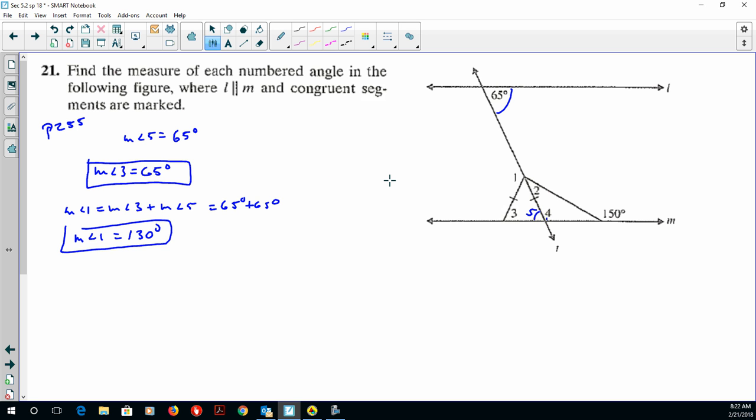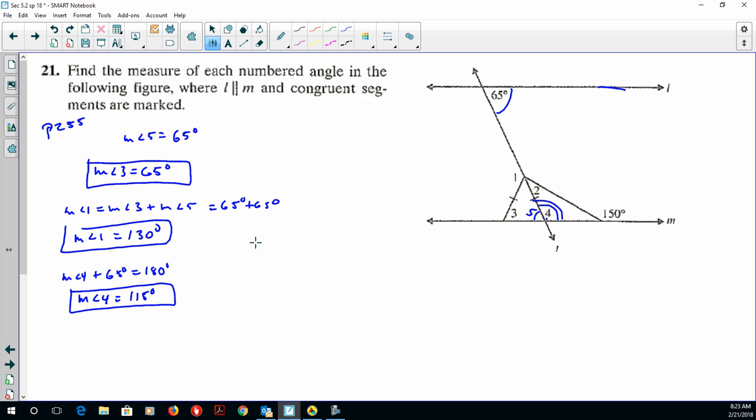What's the measure of angle 4? Okay. I have two parallel lines cut by a transversal. Angle 4 and the next 65 degree angle are interior angles on the same side of the transversal. So the measure of angle 4 plus this 65 degrees have to add up to 180 degrees, right? They have to be supplementary. So the measure of angle 4 is 180 minus 65, which is 115 degrees.